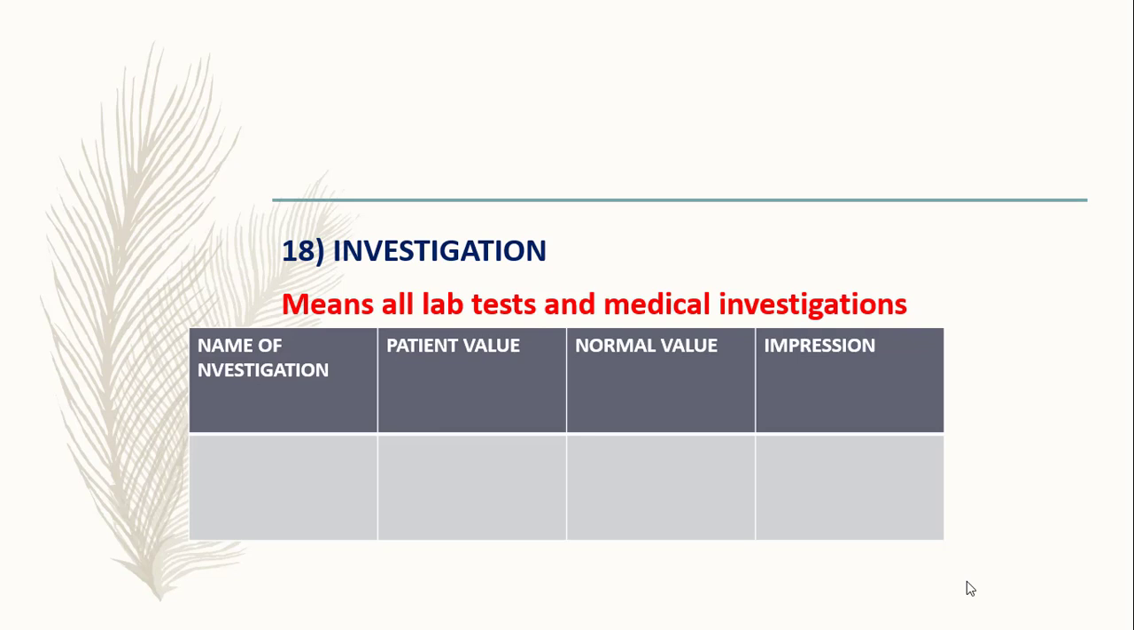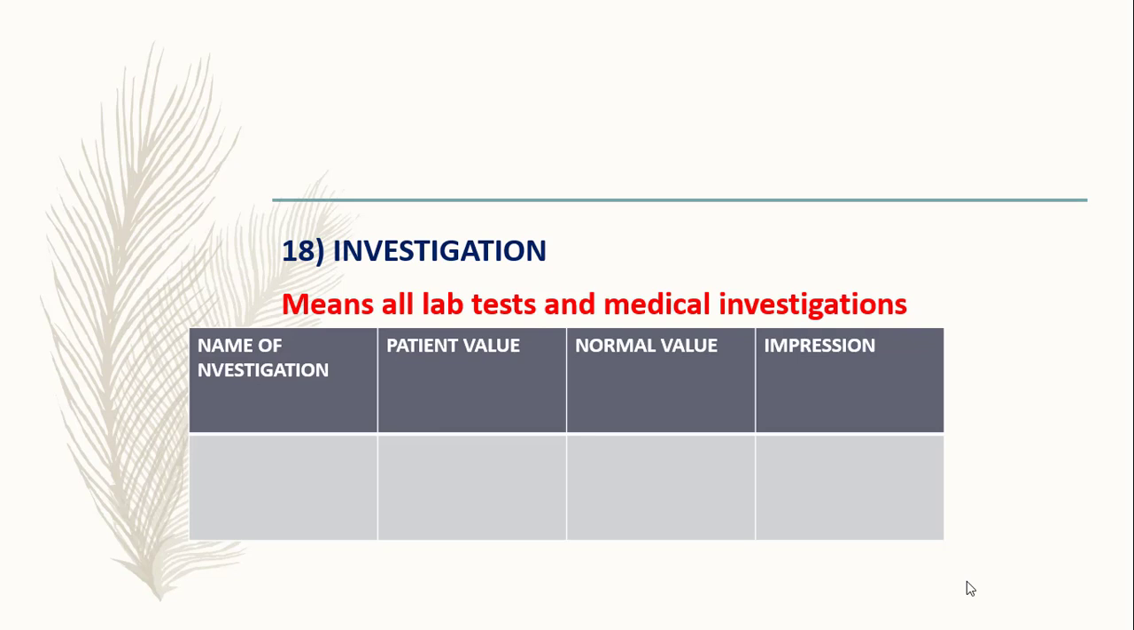After the family tree, you can go to the next page, that is the investigation page. In the investigation page, you have to write down all the lab tests and medical investigations. You can make the columns like this. You can see in the slide: name of the investigation, patient value, normal value, and impression.